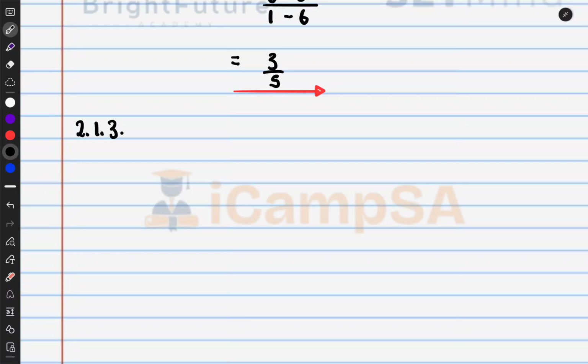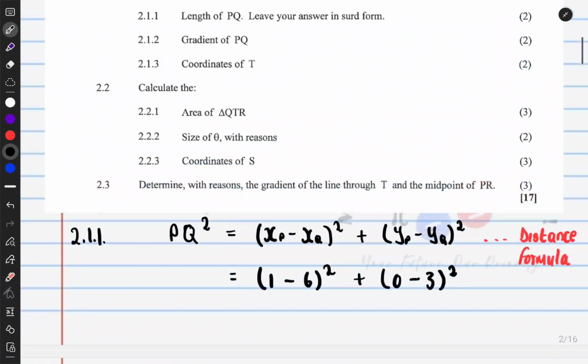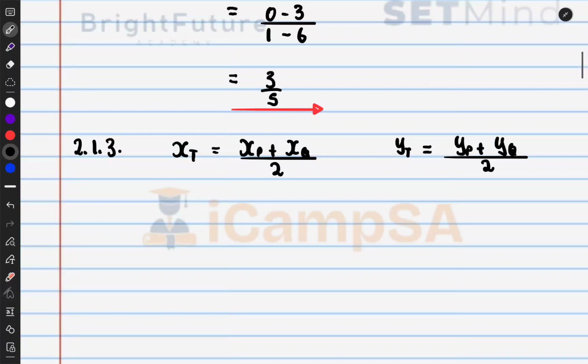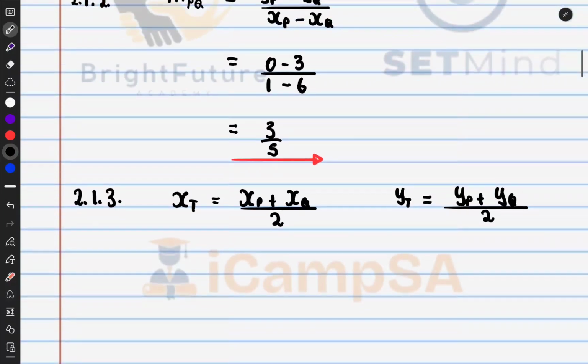So in other words, for the x coordinate of T, what are the two coordinates that we have? It's Q and P. We're going to take xp plus xq divided by 2. This will give us the x coordinate of T. And then for the y coordinate of T, we're going to take yp plus yq over 2, and that is how we calculate the midpoint.